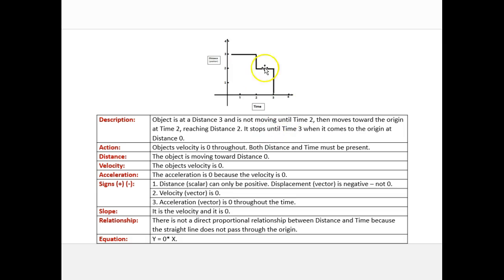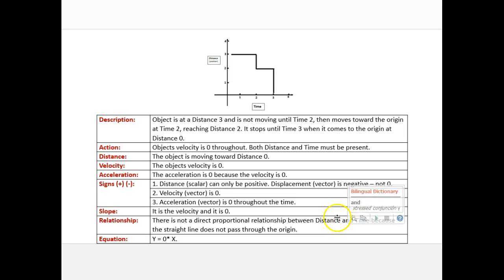All right. Remember that for velocity to be present, both the distance and the time must be present, because velocity is the change in distance divided by time. If either the time or the distance is 0, then the velocity is going to be 0 here and here. Of course, if the velocity is 0, the acceleration is 0.